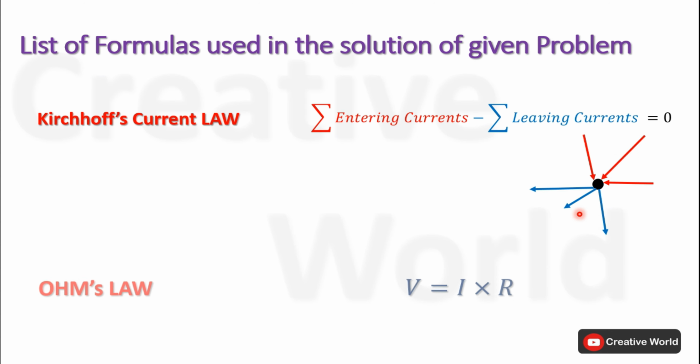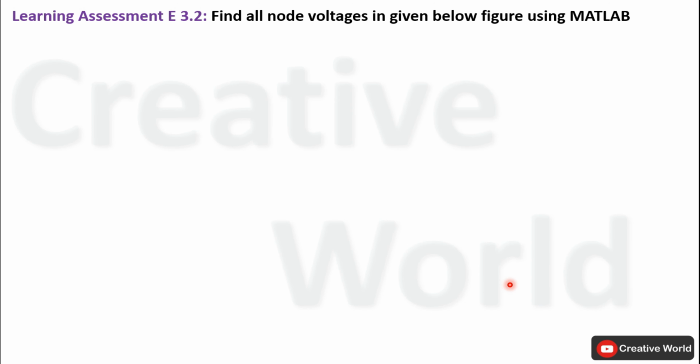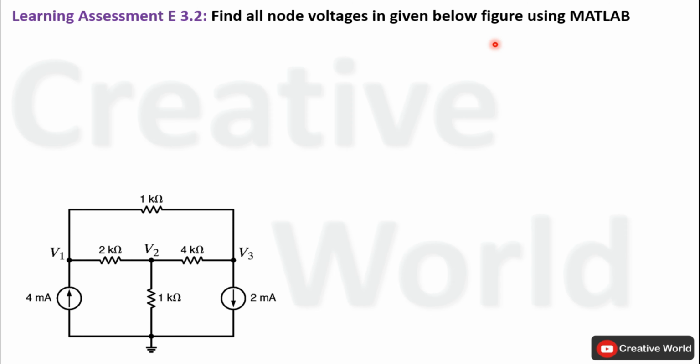We also will be using Ohm's law. According to this law, the voltage across any resistance R is the product of the current through it and the value of the resistance itself. Now let's move towards the problem. Learning Assessment E3.2: Find all node voltages in the figure given below using MATLAB.